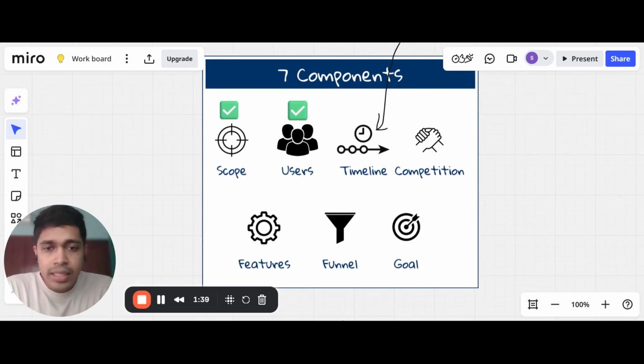Today we'll be discussing two components out of these seven, which are timeline and features. Let's start with the timeline. Before that, a quick recap.